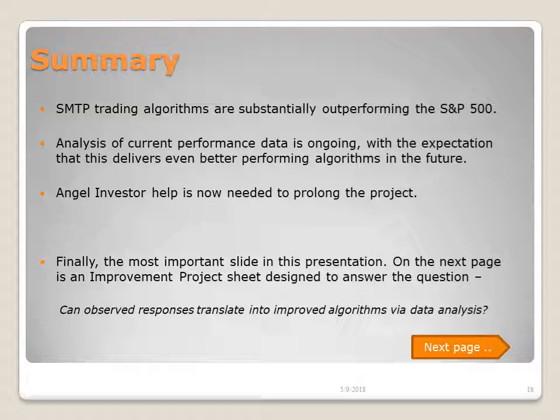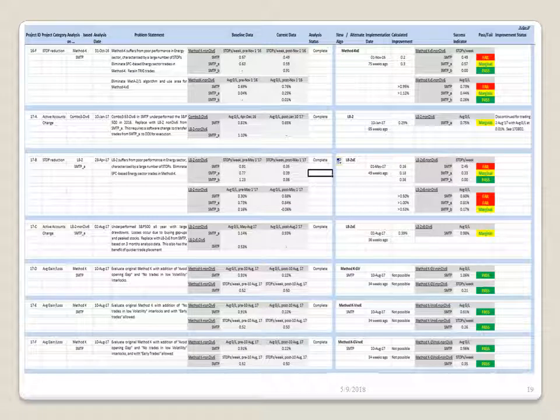On the next page is an improvement project sheet designed to answer the question: can observed impacts translate into improved algorithms via data analysis? This is a snapshot of the project tracking page where each improved algorithm is compared directly to its predecessor. Data for this sheet is automatically updated after market close each day, and is closely monitored for changes in observations. This system allows for a large number of improvement projects to be run without the need for manual intervention. Some of these projects are third generation from the original and improvements are still being observed, so the limitations to SMTP as a process are not known at this time.